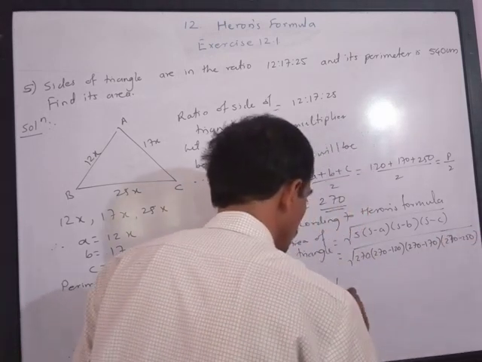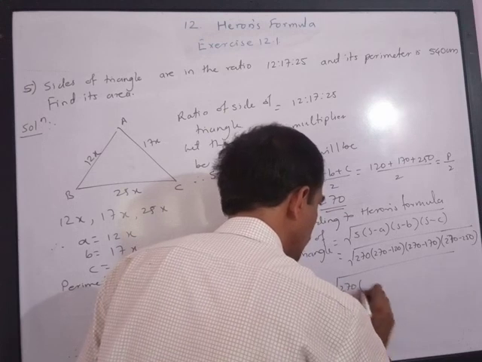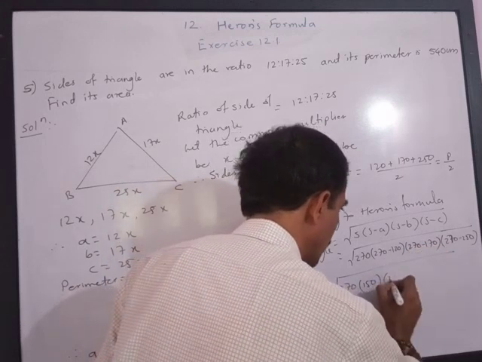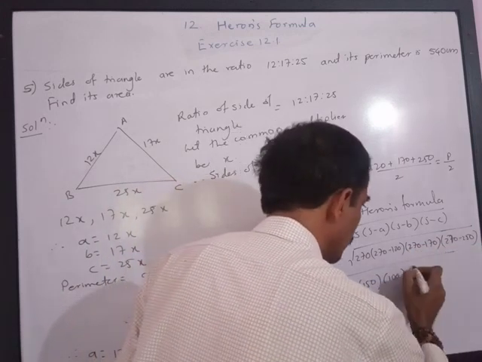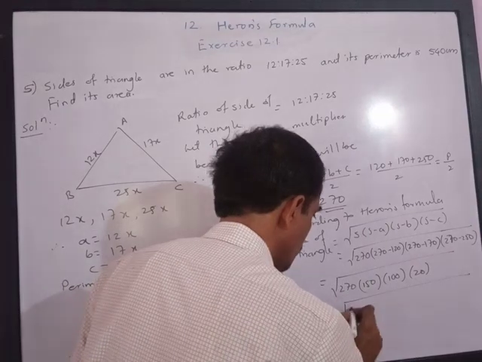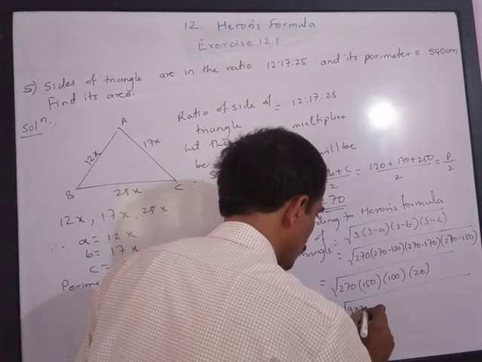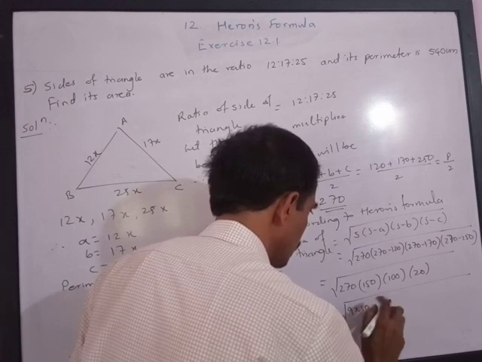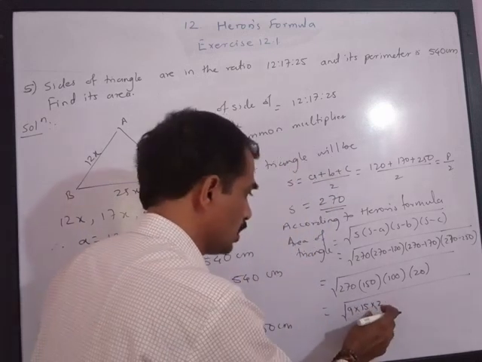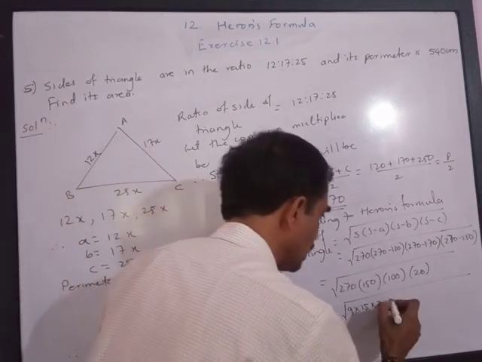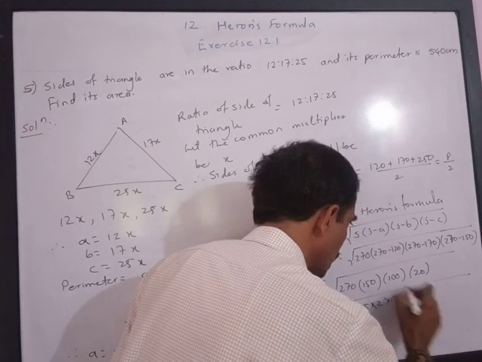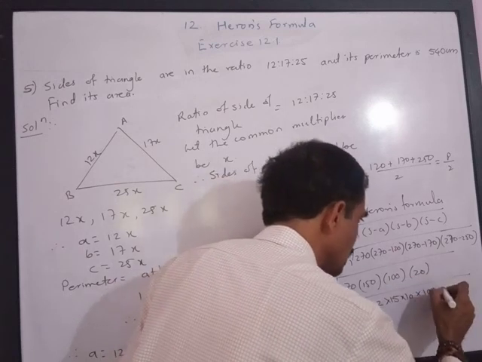So this is equal to under root 270, this is equal to 150, this is equal to 100, and this is equal to 20. Now this is 9 into 30. Okay, we will have to factorize this. 9 into 15 into 2 into 30. 9 times 30 is 270. Then 15 tens are 15 into 10. 100 is a perfect square number. This is 10 into 2.